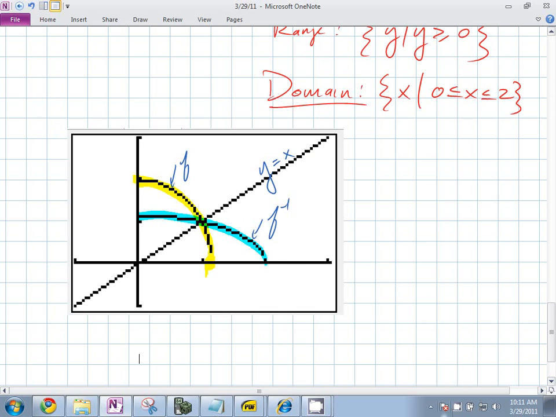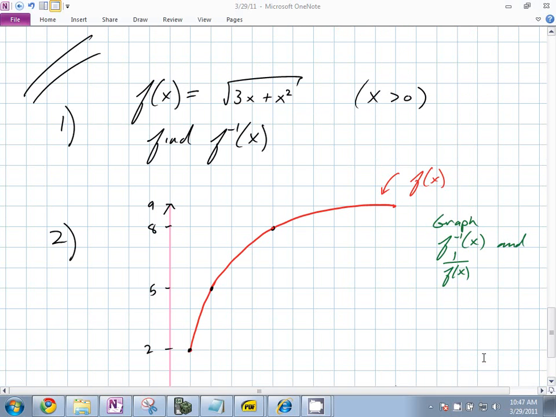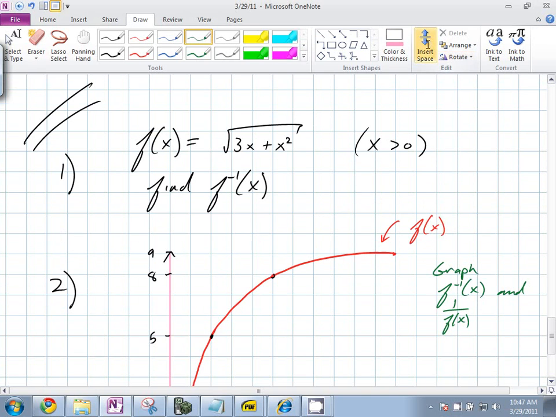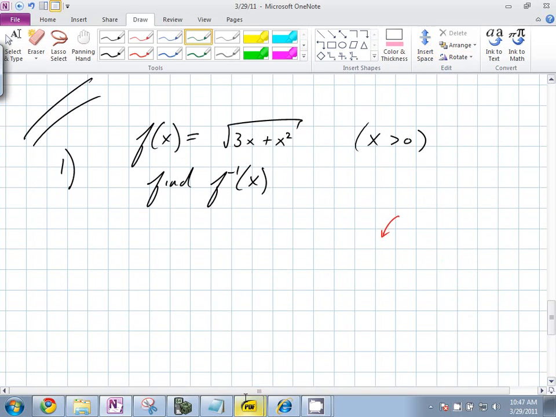Okay, put everything away except the pencil. Who has an answer to the first one? Raise your hand. Who has an answer to the first one? Who thinks they have one? Baldwin, what do you think it is?